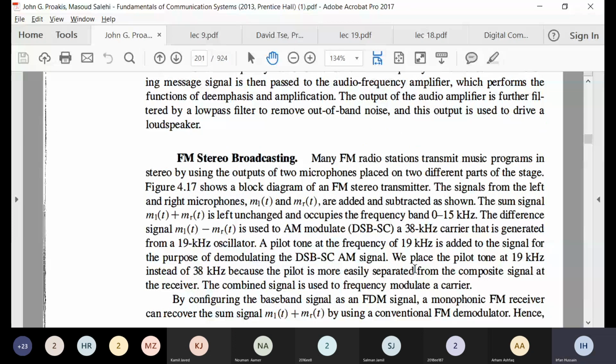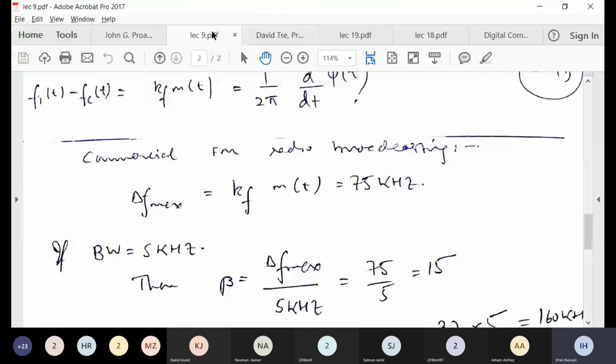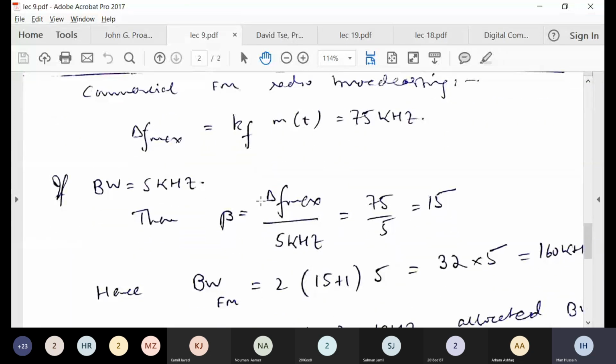Yes, it's a bit of mathematics which was not represented there. If I assume that the message signal has a 5 kilohertz bandwidth, then beta is the maximum deviation divided by W. This comes out to be 15. So Carson's bandwidth comes out to be 160 kilohertz. You can see it is less than the 200 kilohertz allocated bandwidth.